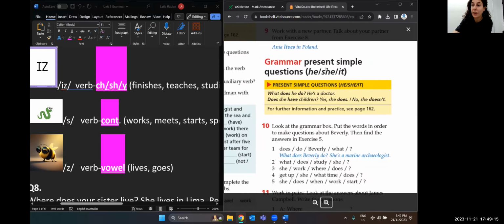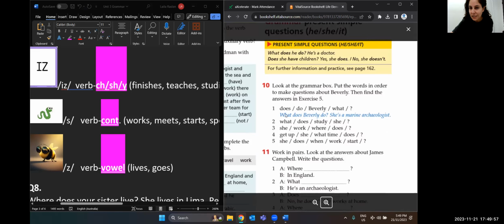Okay, so present simple questions. What does he do? He's a doctor. Does she have children? Yes, she does. Or no, she doesn't. So we talked about this last time. When we ask questions about he, she, it, we must say does. Does she? Does he? And then the main action. So does is not the main action. It's the auxiliary verb, which just means it's a helper verb. It's a second verb, but it's not the main one. The main one is have. And in the first question, what does he do? The main verb is do.